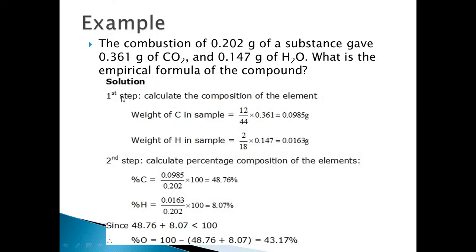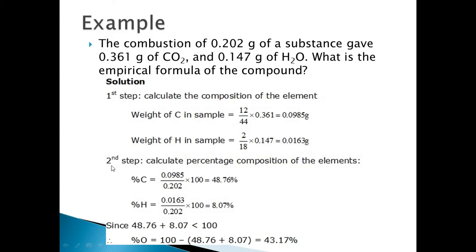This can be calculated by dividing 12 by 44 multiplied by the amount of carbon dioxide that was obtained. And this gives us 0.0985 gram of carbon. Similarly, that of hydrogen is 0.0163 gram.